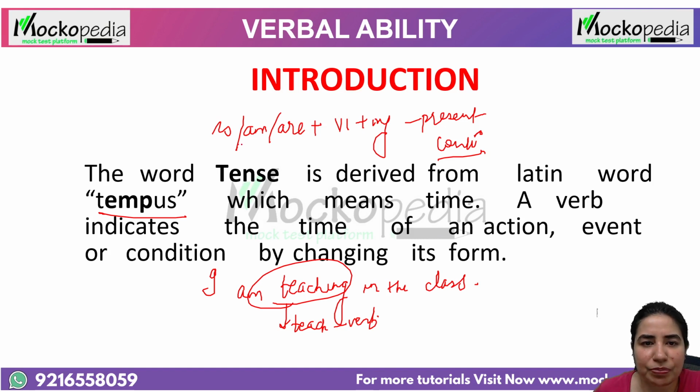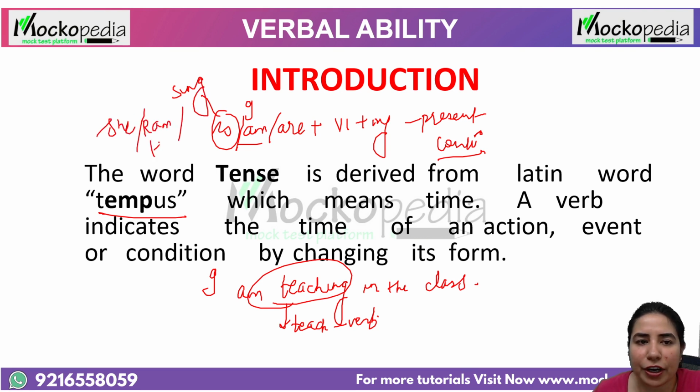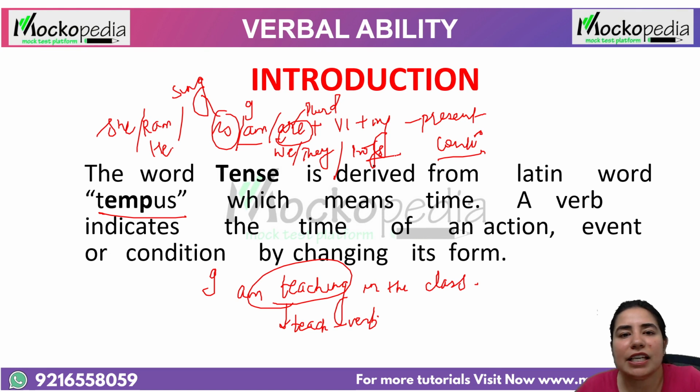Like you can see, am is used with I, is is used with a singular subject. So you could have used she is teaching, or Ram is teaching, or he is teaching, and are will be for plural, right? So we are teaching, they are teaching, teachers or professors are teaching. So in this case, if the subject is plural, you will go with the combination of are plus verb first form plus ing. This, of course, we will revise again, we will discuss again, but since the idea was introduced here, I thought to throw some light.